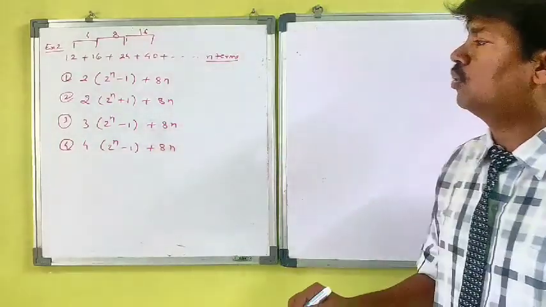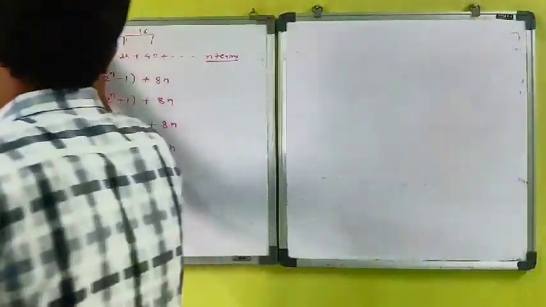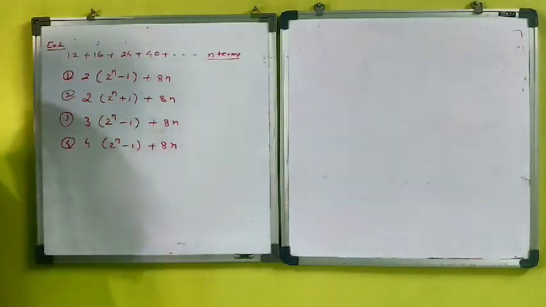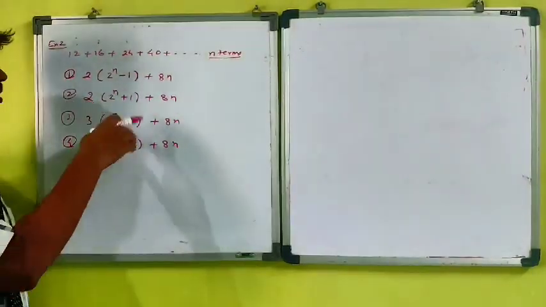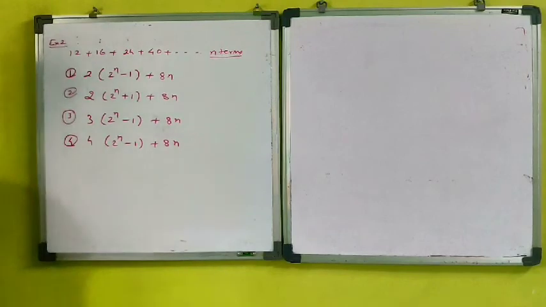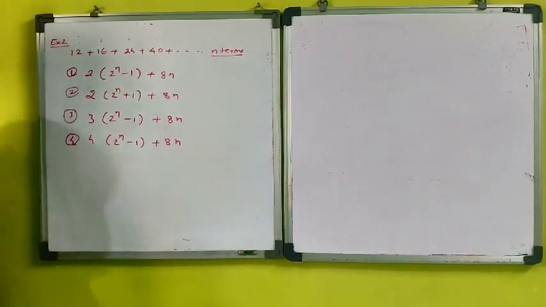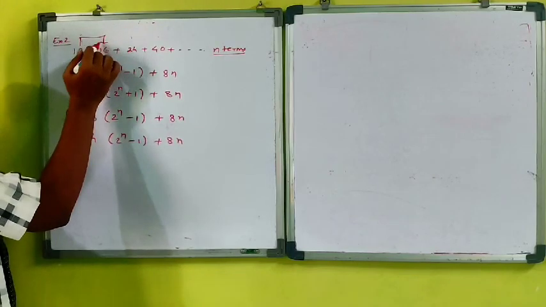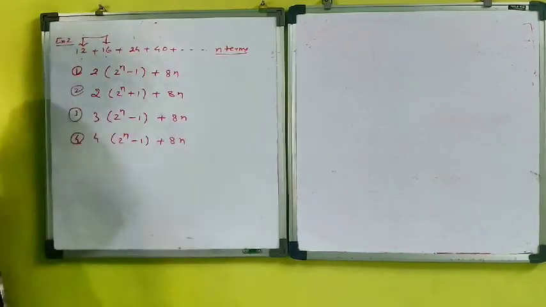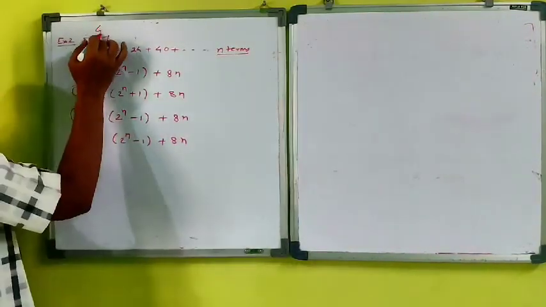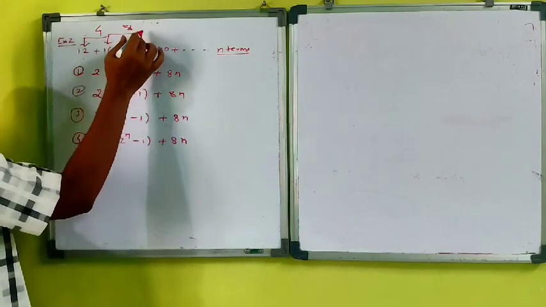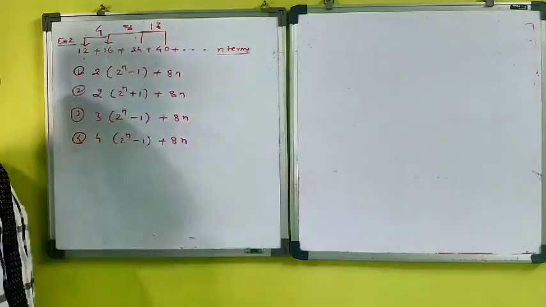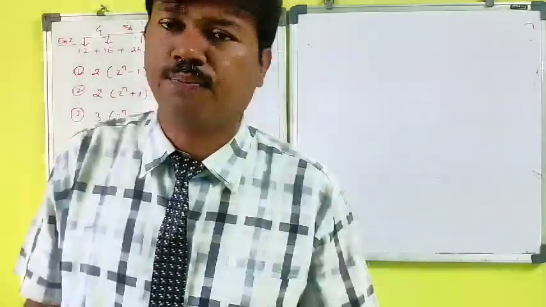Yes, so here one more question. That's the second question here, that is 12 plus 16 plus 24 plus 40 up to n terms, and the options are there. So before going to the question, if you observe this, the difference between these two terms, 12 and 16, is nothing but 4. 16 and 24 is 8. The next is 16. So the differences are just going 4, 8, 16 in geometric progression.